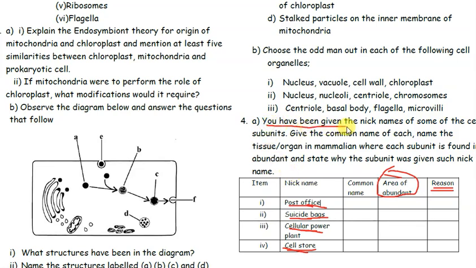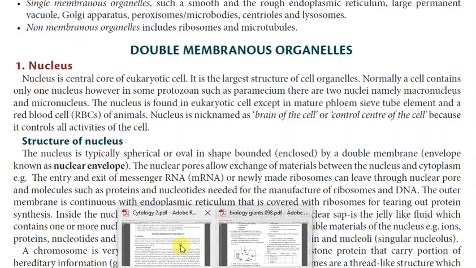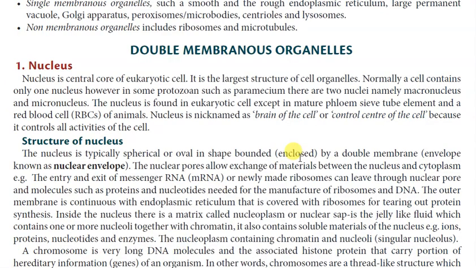So you have been given the nicknames of some of the cell subunits. Give the common name of each. Name the tissue or organ in mammals where each subunit is found in abundance, and state why the subunit was given such a nickname. Now we can go back to our notes and continue the session. I was just showing you an example of a question you may be asked in this part. So for everything I emphasize, it is very important for you to know why I emphasize that part.